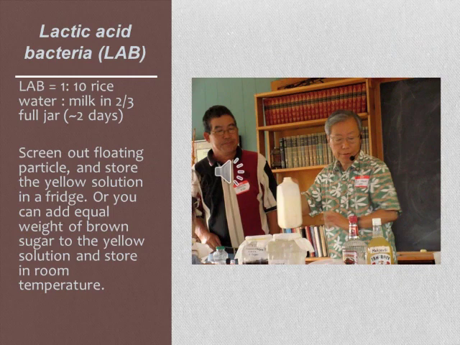Lactic acid bacteria can be prepared by mixing 1 part of rice water with 10 parts of milk in a glass jar, fill it up to 2/3 full, and cover it with paper towel. Let it ferment for about 2 to 3 days. You can screen out the floating particles and store the yellow solution in the fridge, or you can add an equal amount of brown sugar to the yellow solution and store it at room temperature.